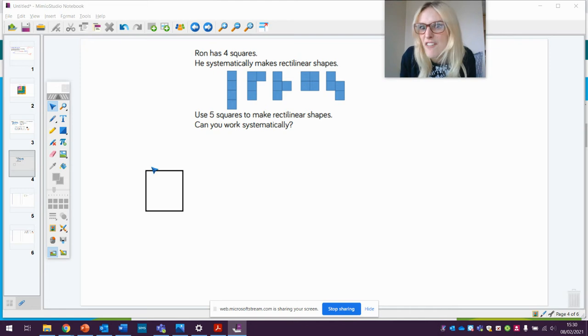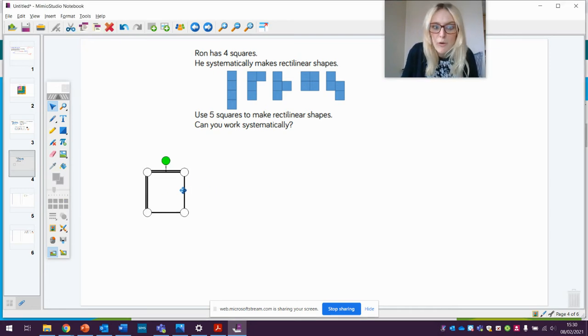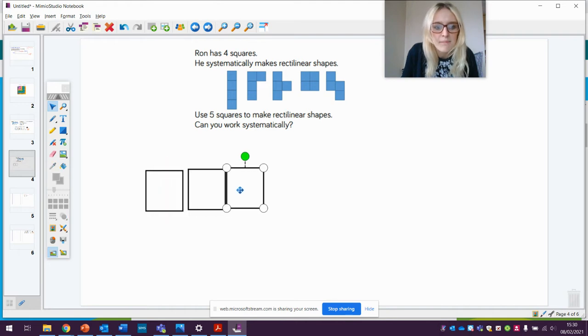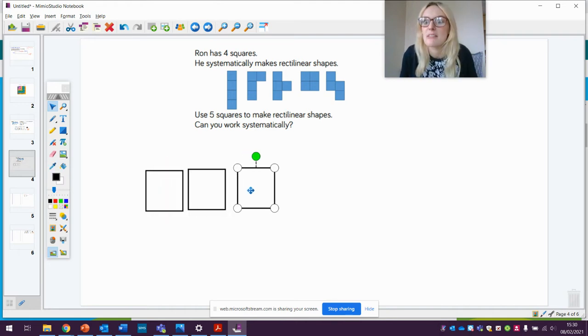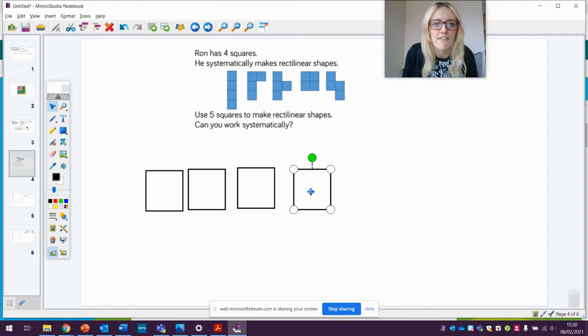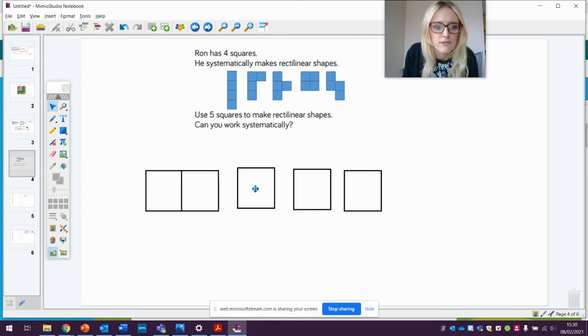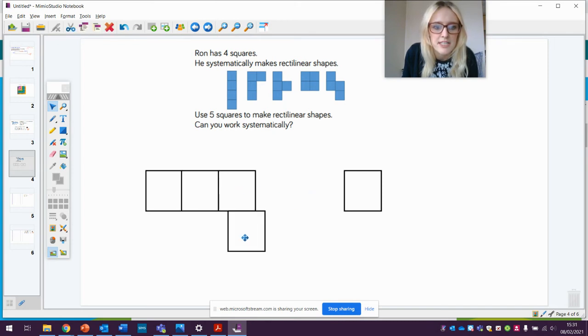So you can get like 5 post-it notes, or you can cut out 5 squares. It's going to be quite practical today. You're not going to need lots of pens and paper. So you can just cut out 5 squares, 1, 2, 3, 4, 5, and you're going to make some rectilinear shapes. So that could be 1.